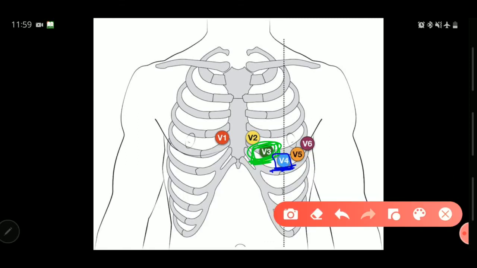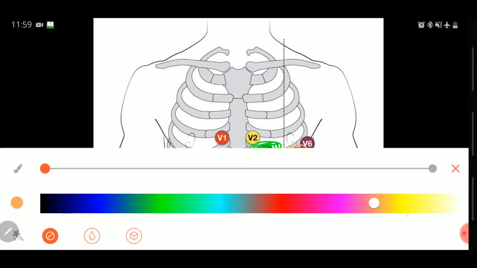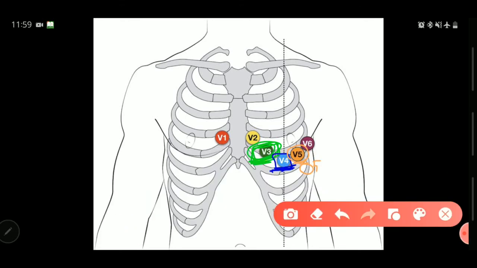Sometimes you don't find the V number 5, which you have to look for the orange color, because the orange color is related to the V number 5. And V number 6 has the purple color. The purple color is related to V number 6. When you don't see V number 6 on the electrodes, you have to look for the purple color and put it at the 5th intercostal space at the mid axillary line. This is the mid axillary line, and you put here the V number 6.